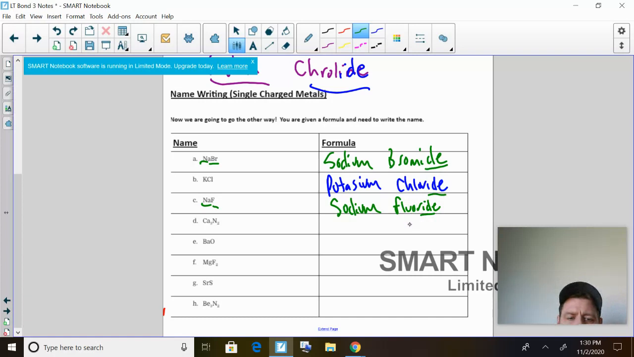Add the suffix "ide." Okay, now we said we don't care about how many of each atom, just write it out. So calcium nitride. And this will come, it's nitrogen, but it'll come easy when you look at it like, oh, just drop the ending and get close. We're not super picky. Okay, pause the video, see if you can do the next 4.